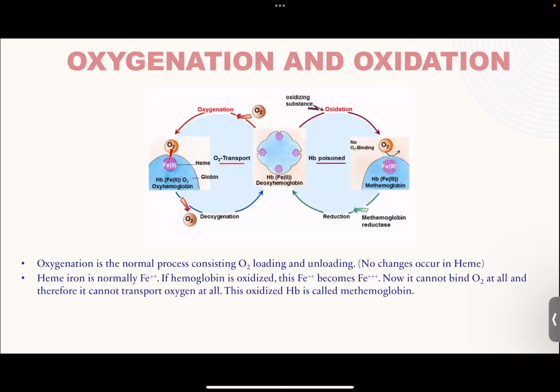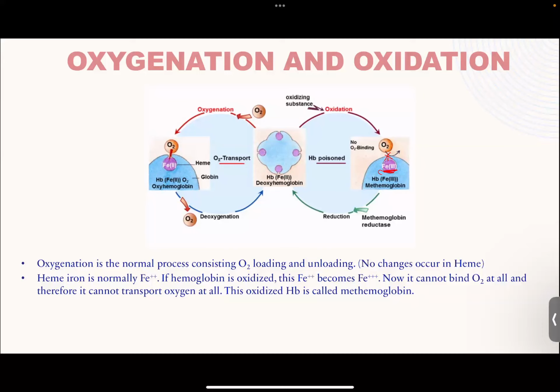Oxidation, however, is different. Heme is normally present as Fe2+. Now, for any reason, if you have an oxidizing substance that will come and oxidize the hemoglobin, we're going to form something which is called methemoglobin. Methemoglobin is basically when the iron has Fe3+ now instead of just 2+. As soon as it becomes Fe3+, you're not going to be able to bind. It's blocked, basically. You can't have any oxygen coming and binding here. And therefore, if you have methemoglobin, you can't transport oxygen at all. Methemoglobin is just oxidized hemoglobin.